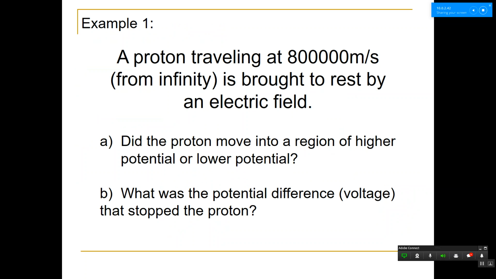Here's a more mathematical question. So I have a charge, a proton, traveling at 800,000 meters per second towards something that's going to make it stop. Okay? That kinetic energy is going to become what? Potential, exactly. Is it traveling towards a positive charge or a negative charge? Positive or negative? All right, here are different answers, so there is a disagreement.